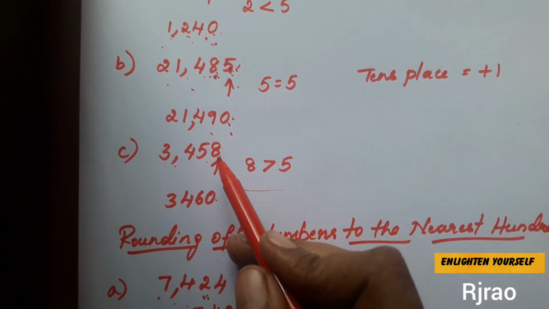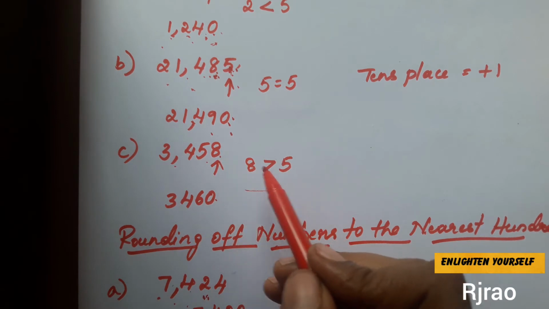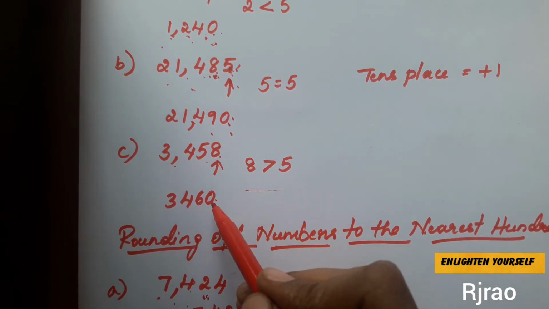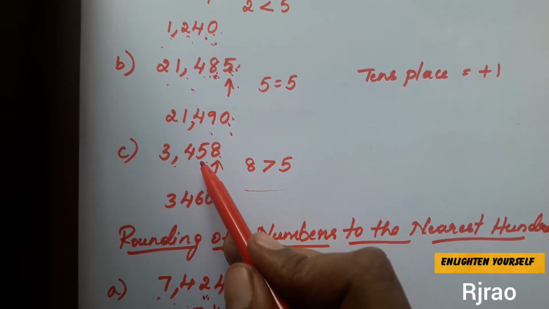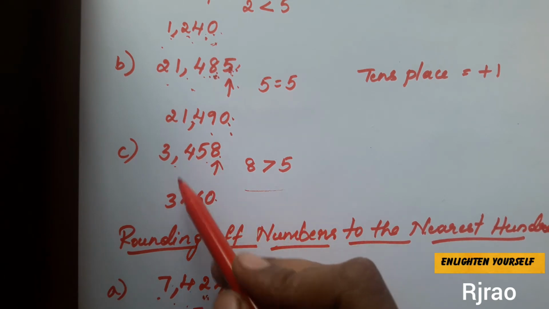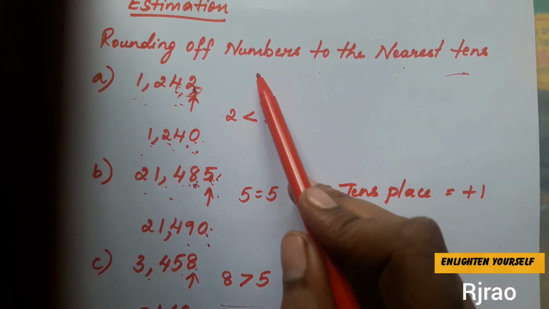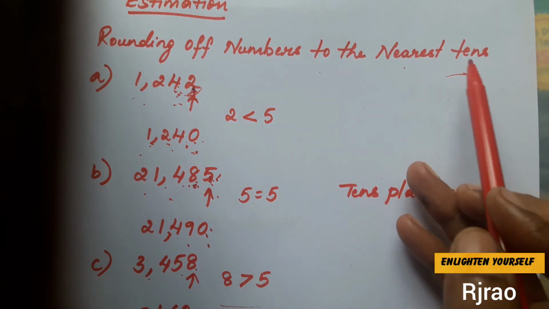So here one more, 3458. In the ones place the digit is 8, which is greater than 5. So as usual we round off the digit in the ones place to 0, and to the digit in the tens place we add plus 1. After 5 the next digit is 6. So we write it like this: 3460. This is how we find the rounding of numbers to the nearest tens.